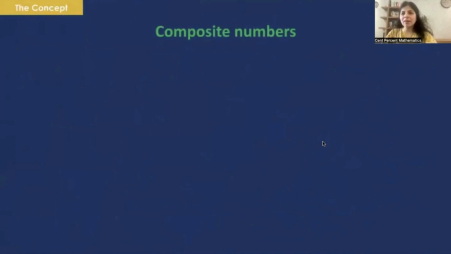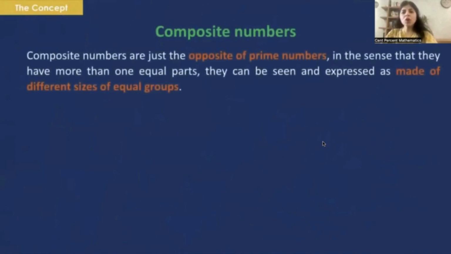Let's understand composite numbers. Just the opposite of prime numbers are the composite numbers, in the sense that they have more than one equal parts. And that means they are made of different sizes of equal groups.